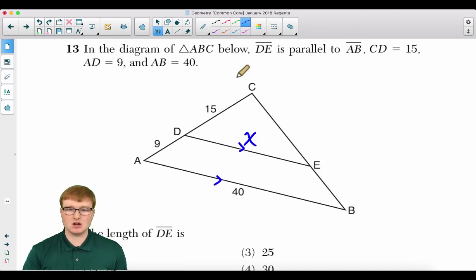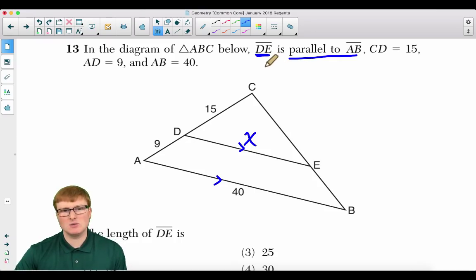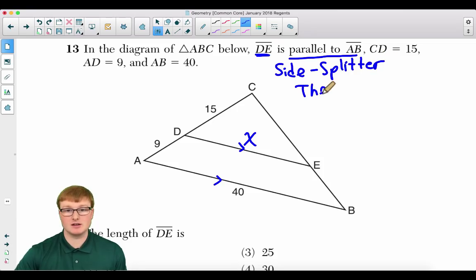A couple things that you need to know about this. DE is parallel to side AB. What is it doing? Well, it's splitting the sides AC and CB. So you're using the side splitter theorem. That's exactly what you're doing. You're applying the side splitter theorem where you're taking the sides and you're setting it in proportion to each other.